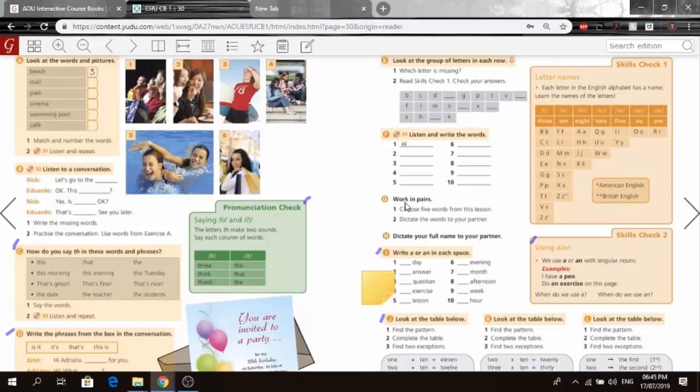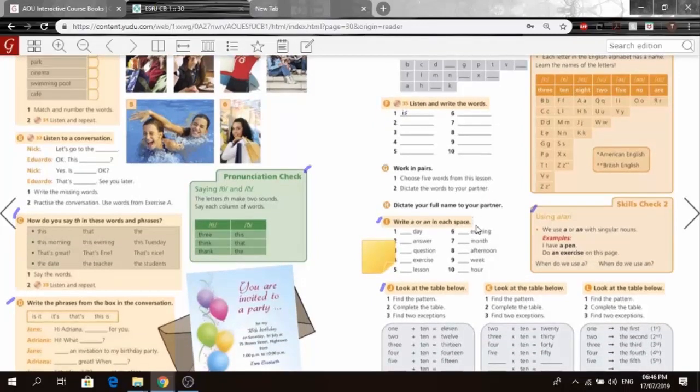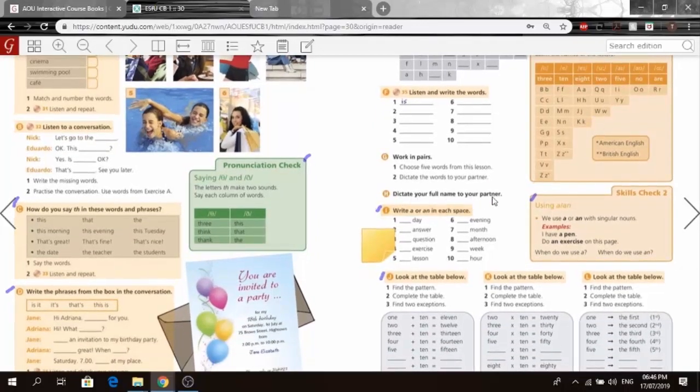So exercise G, work in pairs. You can choose any 5 words from this lesson and dictate the words to your partner. Or if you don't want to use it from this lesson, if you have a few words up your sleeve, you can use it on your partner, whether it's positive, negative, whatever you see fit, use it, okay? So dictate your full name to your partner. This is also something that you can state your full name to your partner, okay?